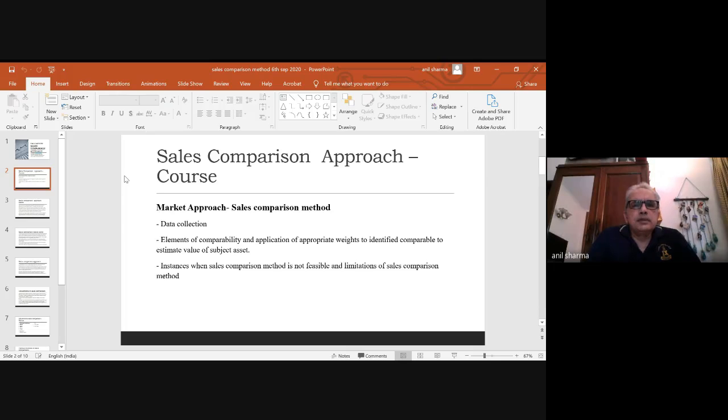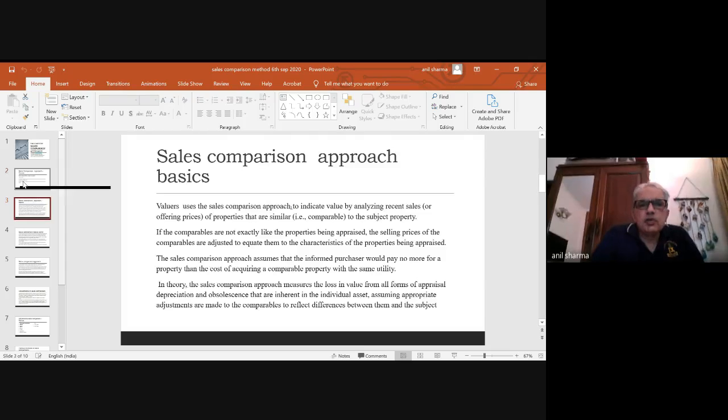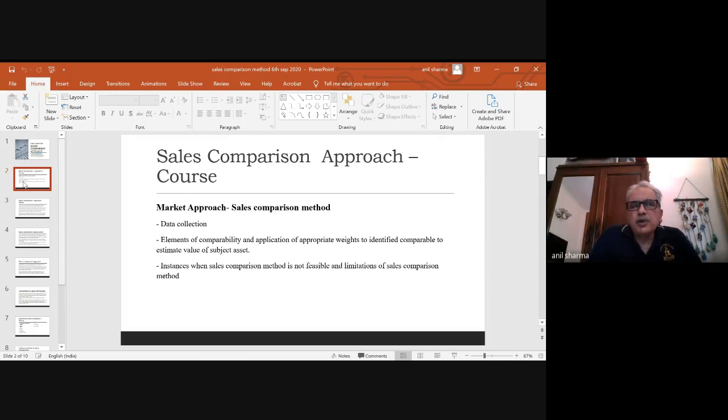In the sales comparison method, we look at the elements of how you compare the subject asset, the asset which is being valued, with the asset it is being compared with, and how you derive the value of the subject asset from the sales comparison. The limitations of the sales comparison method we will do at the end.